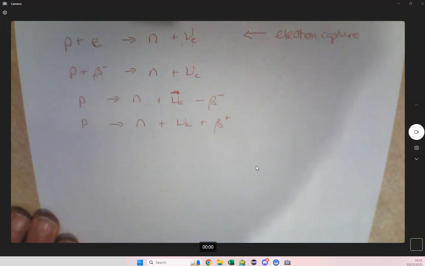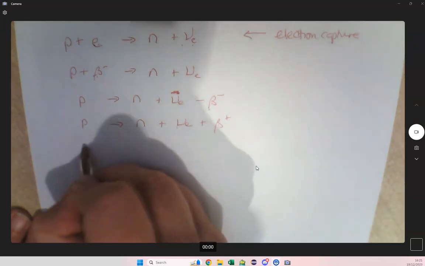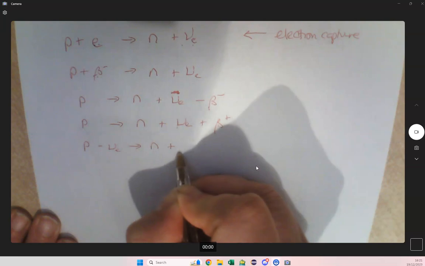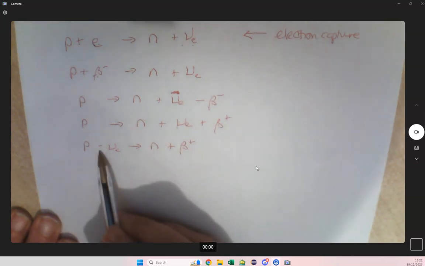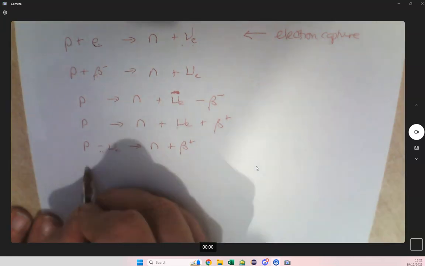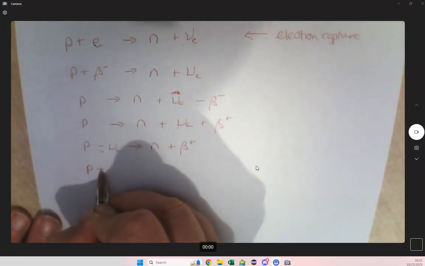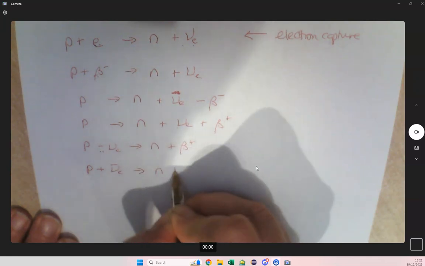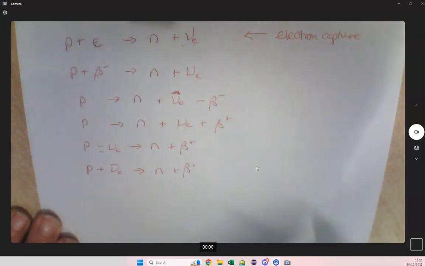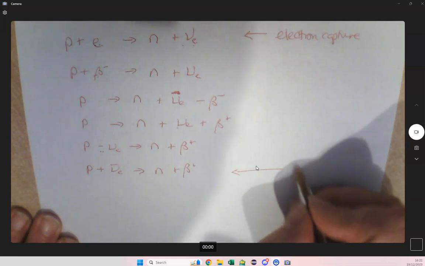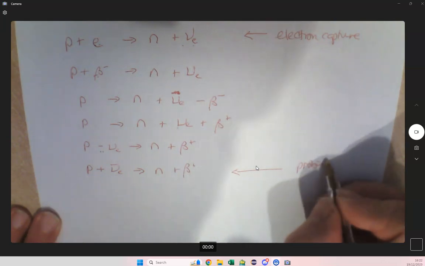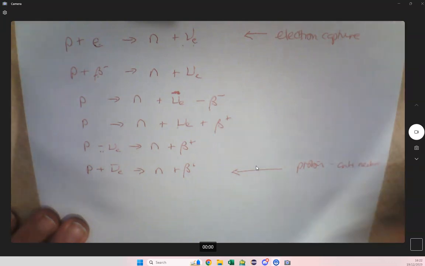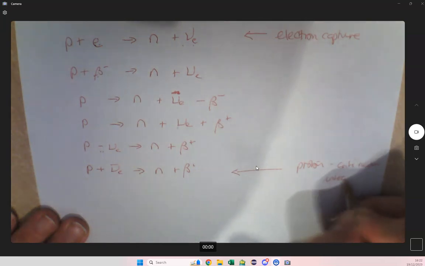Now, what I can do then is, again, take this to the other side. So now I've got a proton minus an electron neutrino goes to a neutron plus a beta plus. But I've got a minus sign here. So that's the same as writing a proton plus an anti-electron neutrino goes to a neutron plus beta positive. So in this case, what I've actually worked out is the proton, antineutrino, that's an anti-electron neutrino interaction.